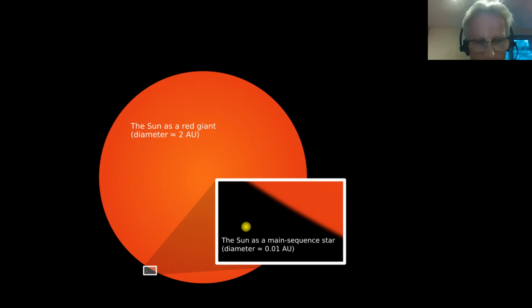You can see the sun there as a tiny spot in the inset, compared to the sun as it will become as a red giant, thought to have a diameter of 2 astronomical units. So its outer surface will approximately be at the orbit of Earth. And the Earth will certainly be incinerated and may in fact be swallowed by the sun. The consequence of this is that the outer solar system will become warmer than it is currently. And it's thought that the temperature around Titan may well rise to minus 80 degrees centigrade.